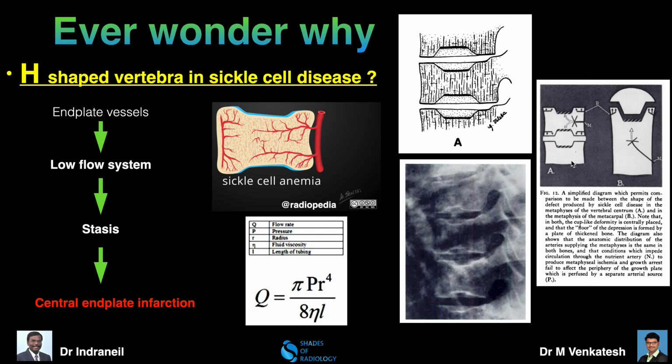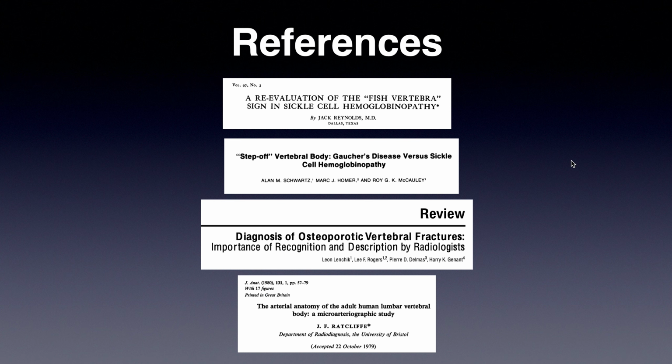Hope the concept is clear now. We need to understand the basic concept of the anatomical blood supply to the vertebra and then apply it to the sickle cell disease. So these are the references which I have referred. You can go back and refer to these references which enumerate the entire pathophysiology of sickle cell disease and also the anatomy of the vertebral body supply.